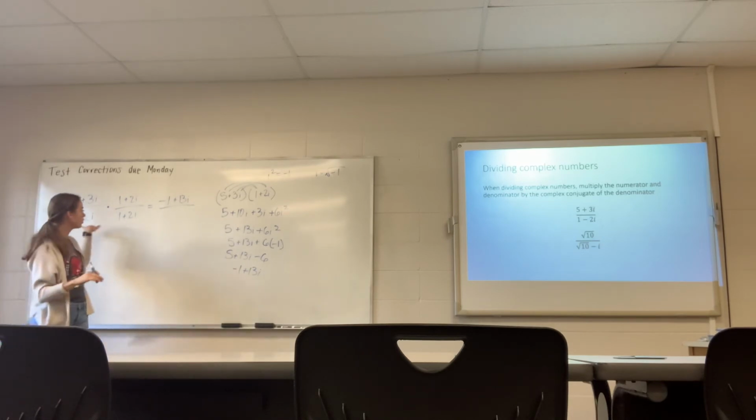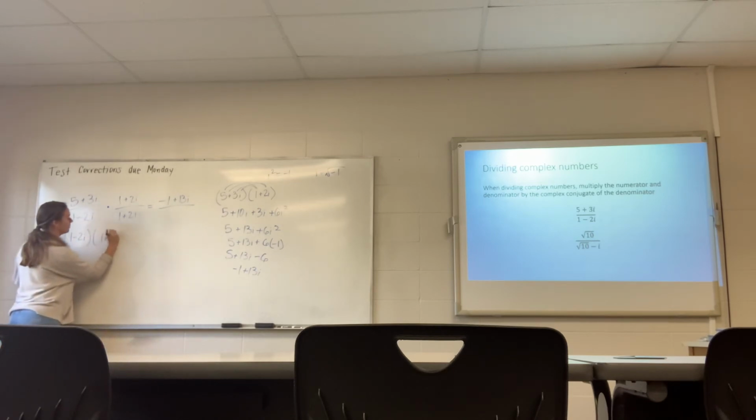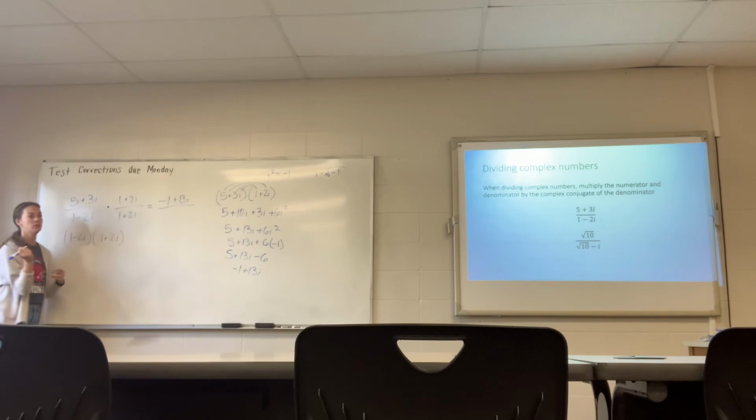Now we just need to multiply our denominators together. So if I do that, I have 1 minus 2i times 1 plus 2i. Mia, will you help me do this one?